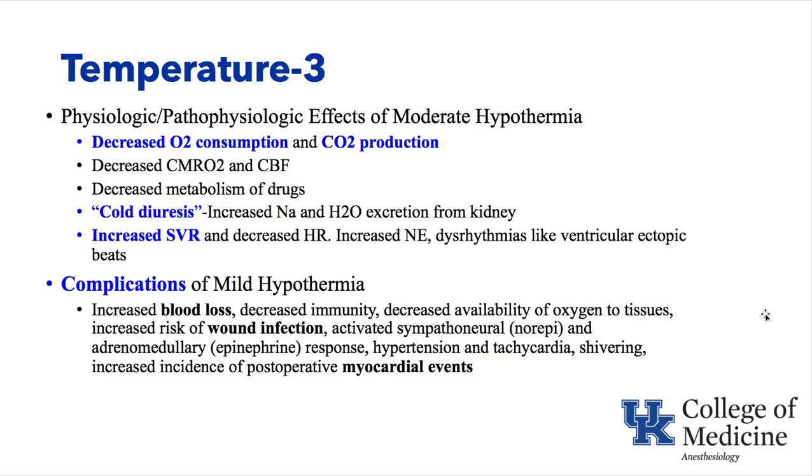And as you're cold, your vascular resistance increases. You're vasoconstricted. So blood pressure often goes up, and as blood pressure goes up, heart rate can go down. So cold causes vasoconstriction and bradycardia, a stress response with high levels of norepinephrine, which can then result in ventricular ectopy and dysrhythmia. So a cold patient can have a lot of ventricular premature beats.